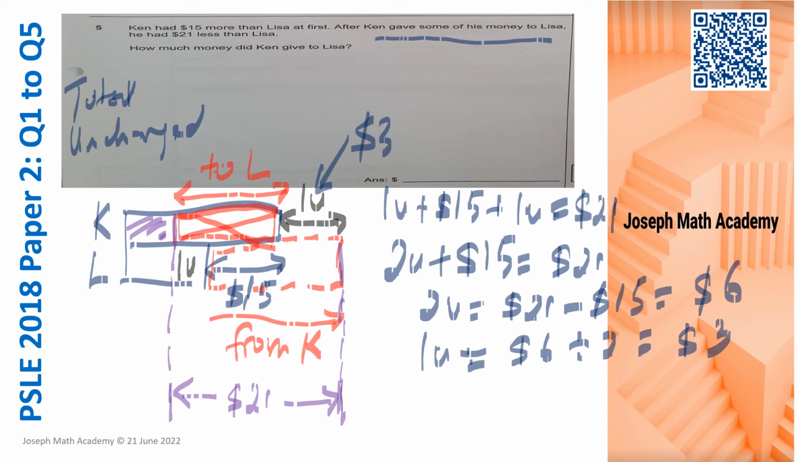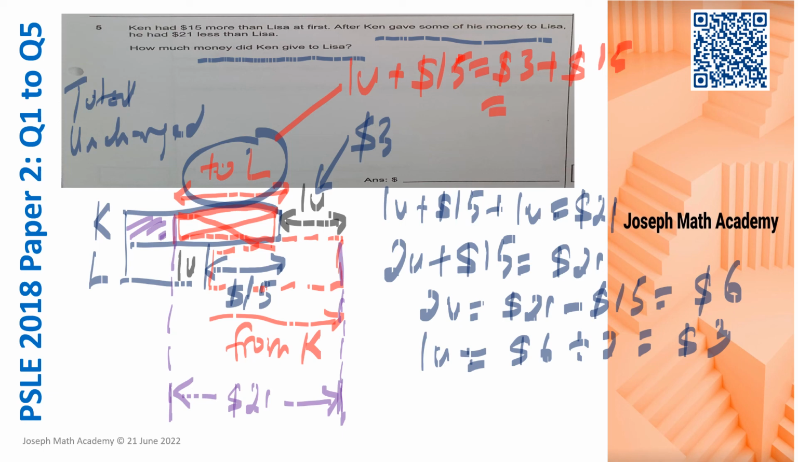Okay, let's go to the question. How much money did Ken give to Lisa? So the one that is in red, crossed out, you get to see this one here. I'm going to write up above here. It's actually 1 unit plus 15. So 3 plus 15 gives us $18. So $18 is the answer for number 5. So number 5 is done.